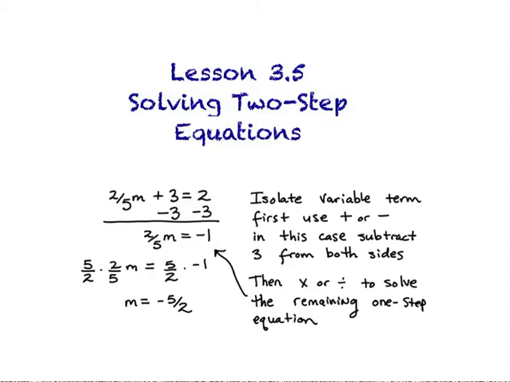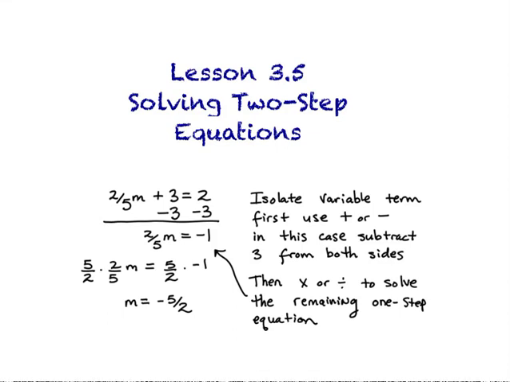Lesson 3.5, Solving Two-Step Equations. We will solve two-step equations using the same process as we did with one-step equations, except now we have two steps instead of one. The goal is to get all the variables on one side of the equal sign and all the numbers on the other using our addition or subtraction properties of equality.